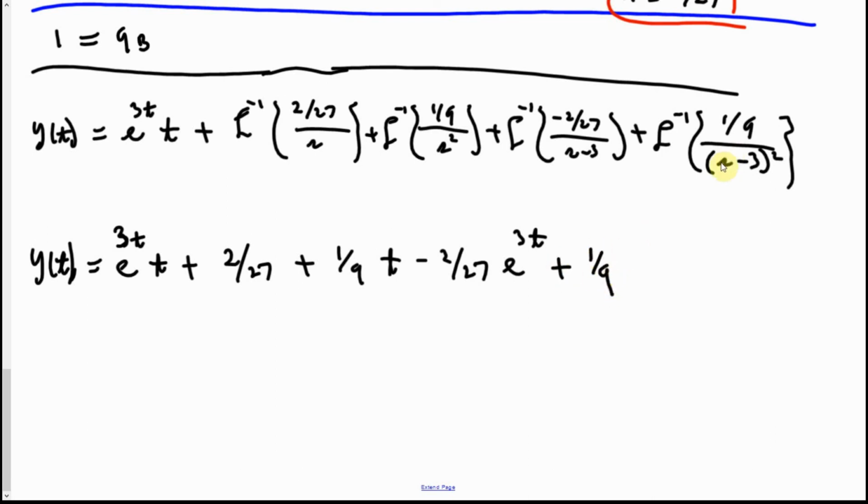This is a composition of two Laplace transforms. What do you see there? I see e to the 3t and also t. Now that's interesting because that e to the 3t times t is also repeating over here, so we got to combine them.